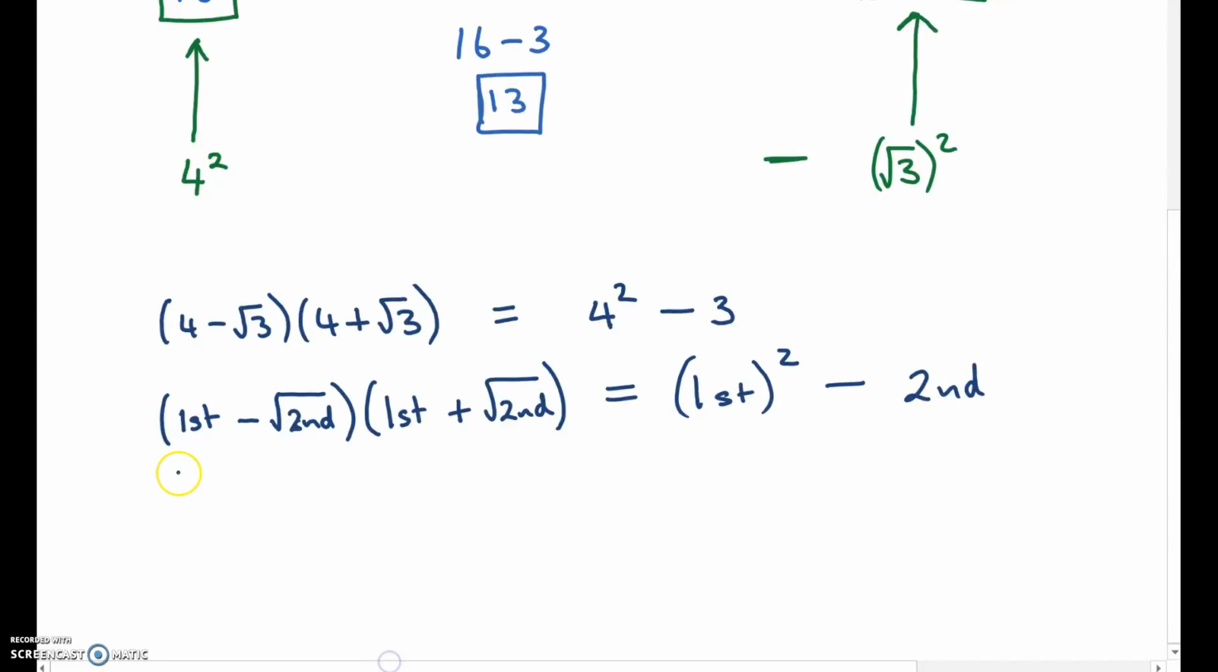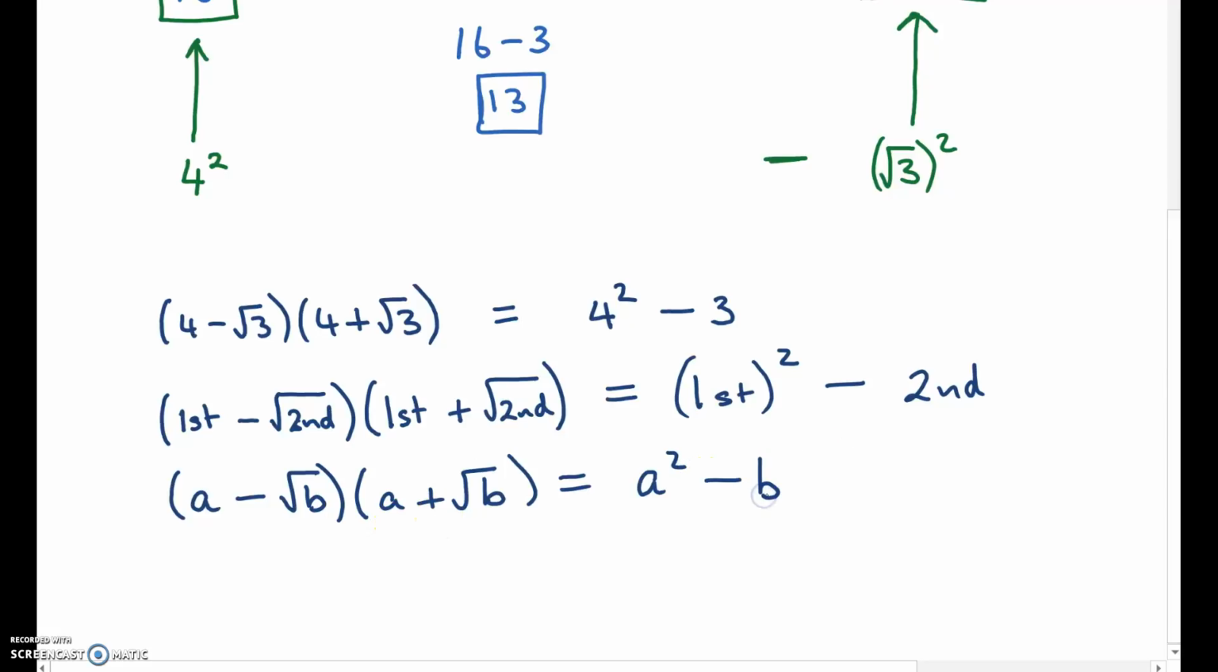So when we talk about it in a mathematical formula, it's often written like this. a minus root b times a plus root b is equal to the first one squared, so that's a squared, minus the second number, which is just b. So you'll often see it written like that.